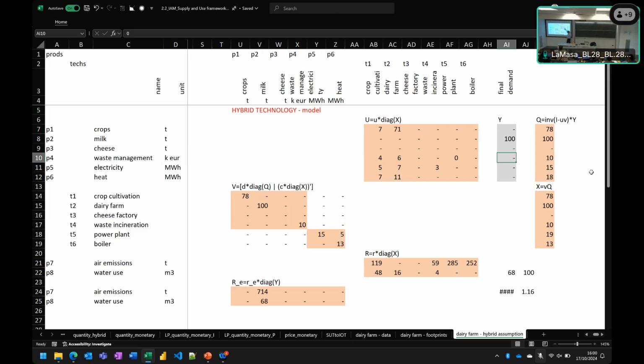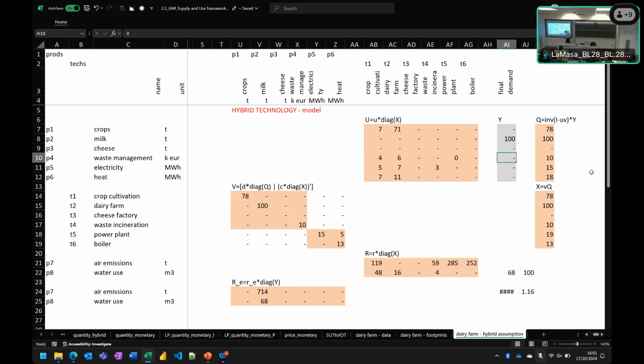So we can calculate the use table, so we can understand better what is going to happen when we are producing these 100 tons of milk as final demand. How much crops, milk, cheese, waste management, and system heat should be delivered to each process. The same for the V, the make matrix, and the same for the big R and the big RE. So we have the total footprints in terms of total air emissions and total cubic meters of water consumed. And these are embedded into the unique final demand value, 100.